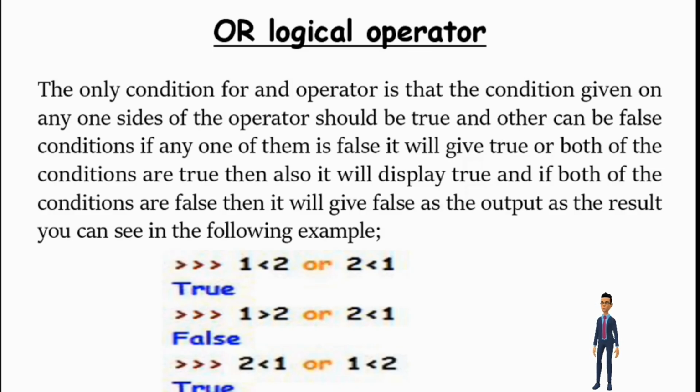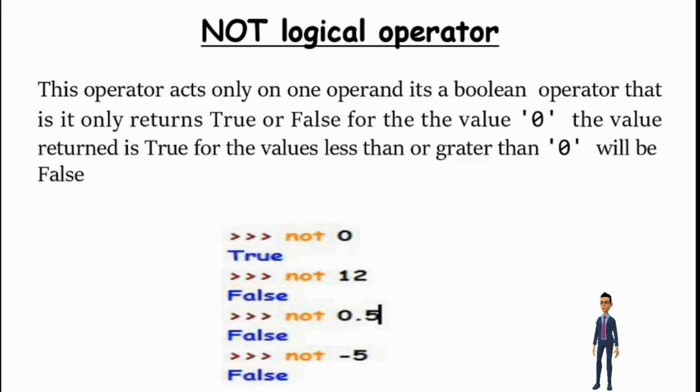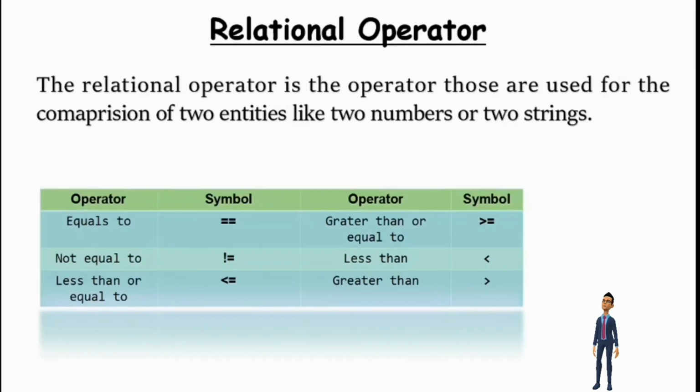Not logical operator. Understand it by a program example. This operator acts only on one operand, it is Boolean. Now talking about relational operators, those are used for comparison of entities. Here this table shows various relational operators.